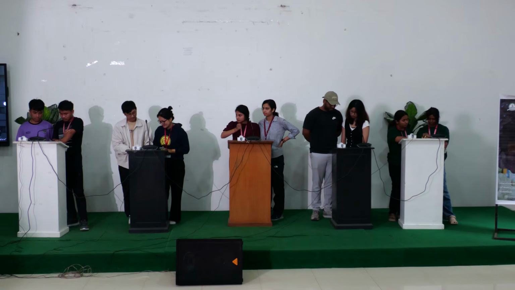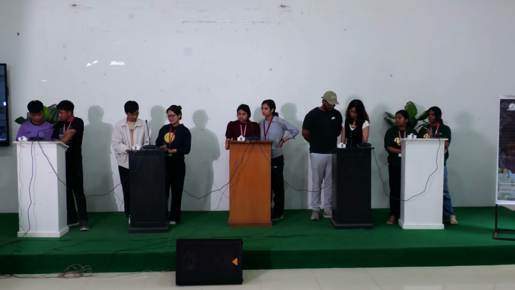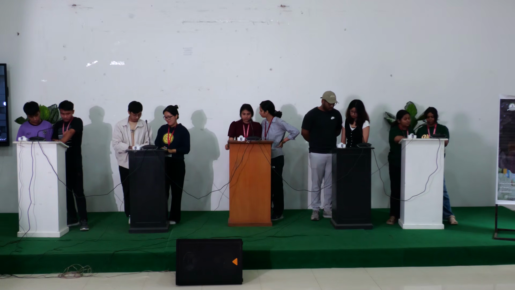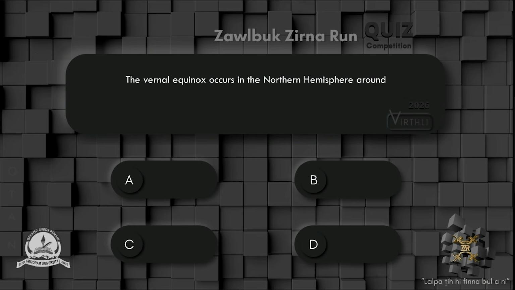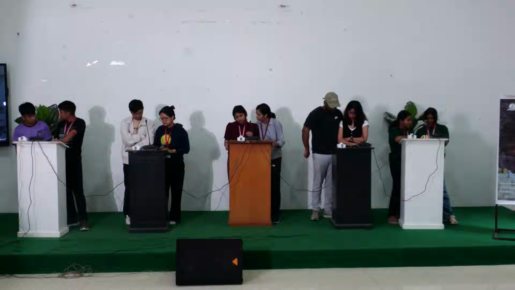Alright, table 5, this is your second question. The vernal equinox occurs in the northern hemisphere around, and your options are A. 21st June, B. 22nd December, C. 21st March, and D. 23rd September. And your time starts now.